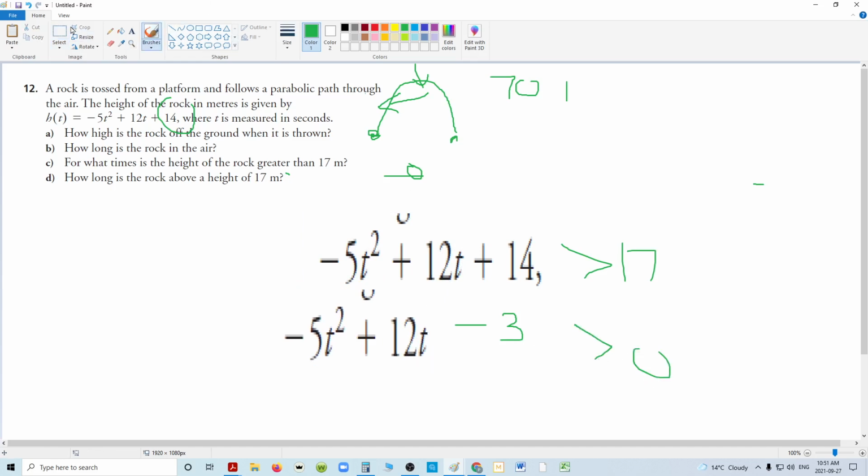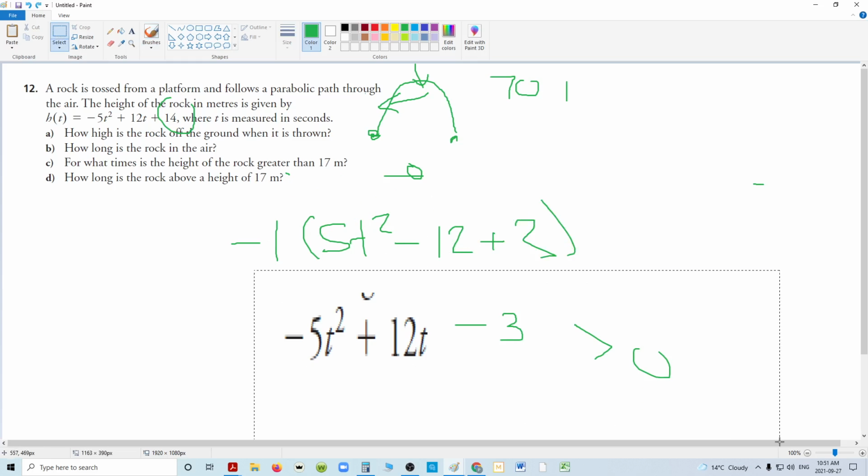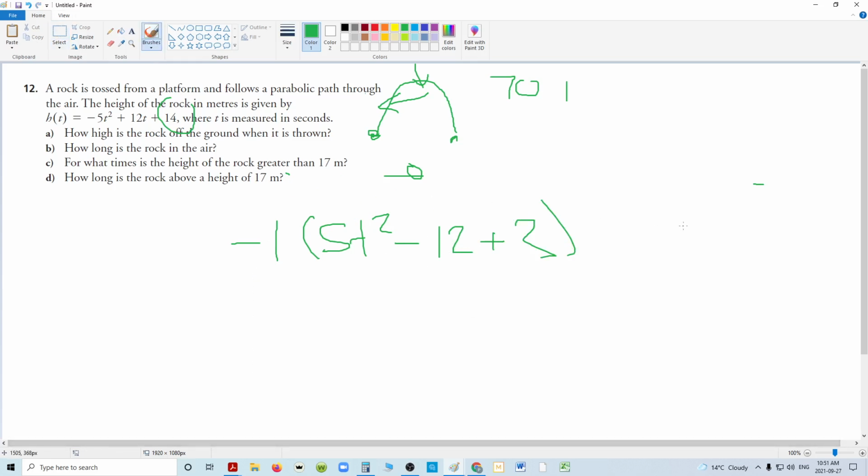Now this one's probably factorable. If you factor out a minus 1 again, you'll make your life easier. You're looking at 5t squared minus 12t plus 3. And you might say, well, doesn't that affect the roots? No, because I've changed all the signs, it won't affect the roots. So I'm looking for something that multiplies out to 15, but adds up to negative 12. So we're looking for two negative numbers.